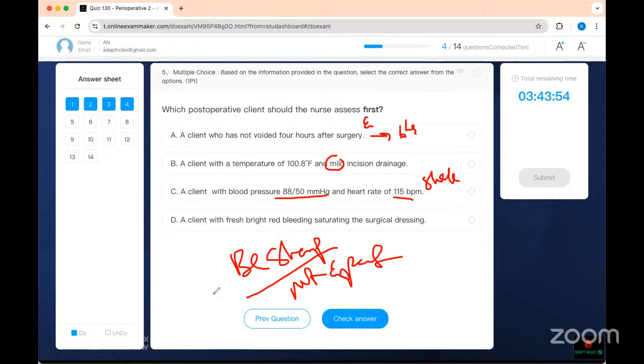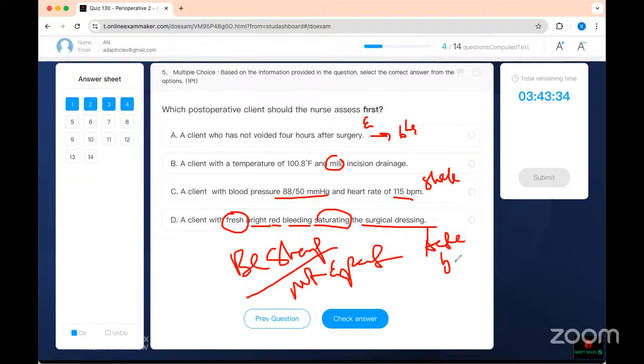Every word in the question counts. Don't jump the gun. Client has what? Fresh. There's a fresh here. Bright, red, bleeding. And the word saturating the surgical incision. This patient has active bleeding.